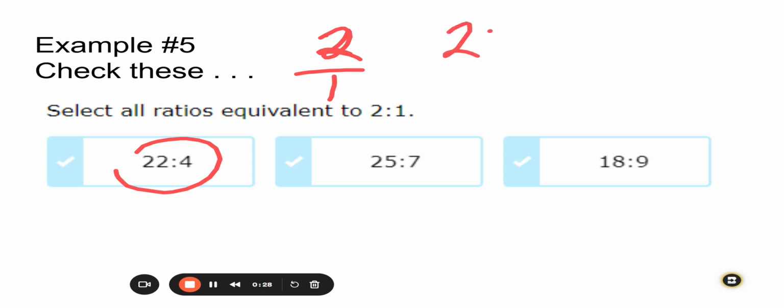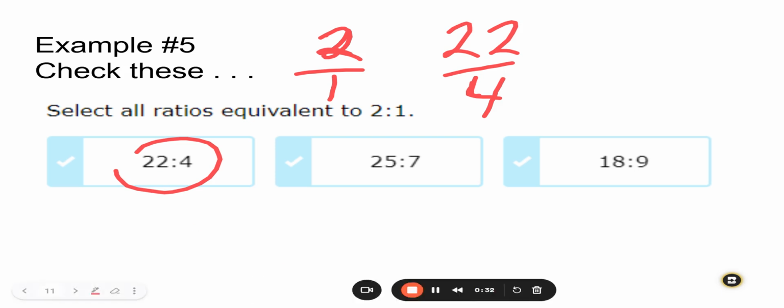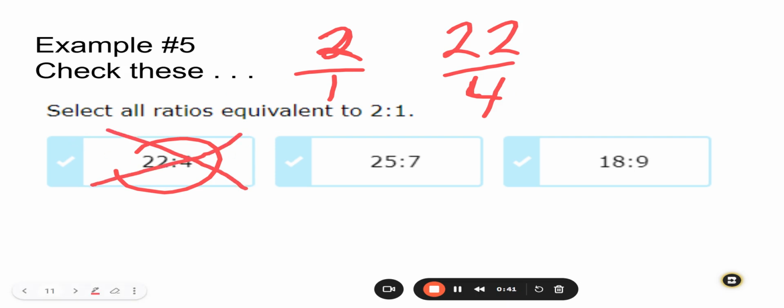All right, so 22 over 4. I don't even think I need to use a calculator on this one. But I would do 2 times 4. That's going to give me 8. 22 times 1 is going to give me 22. This one would not be proportional because our answers do not match. All right, let's do this one.